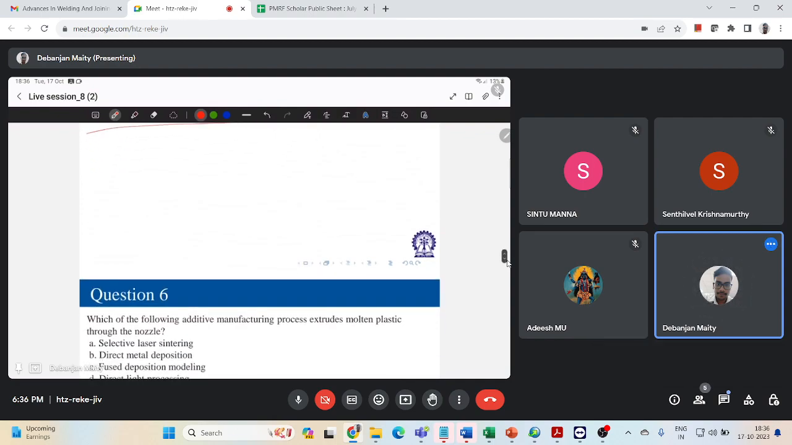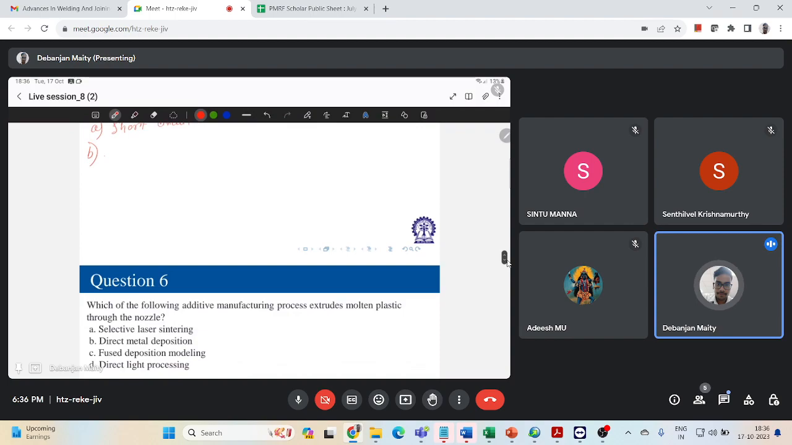So here your short circuit offers such low current, corresponding to some low heat input, and then your short circuit occurs in a very stable, controlled manner.